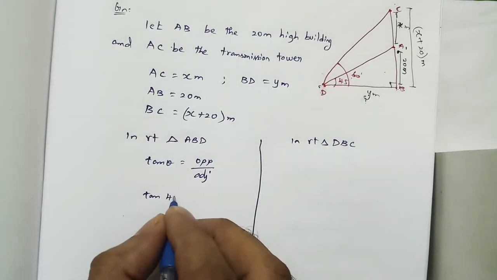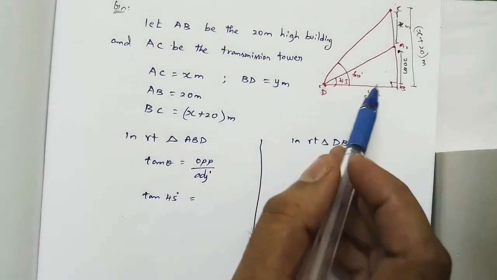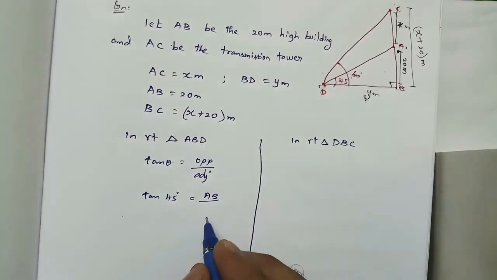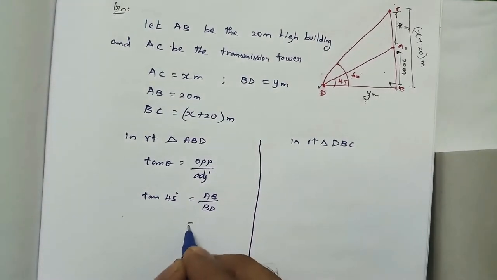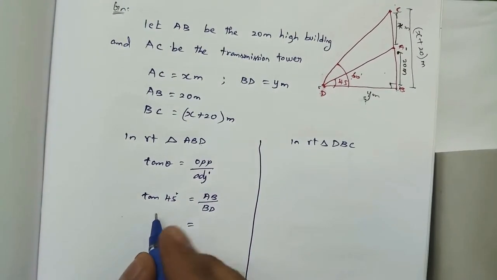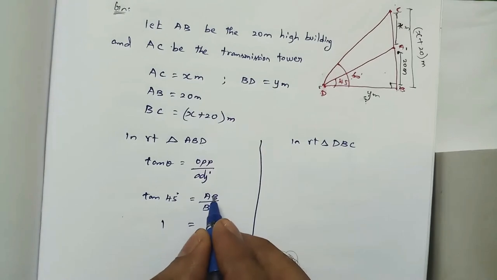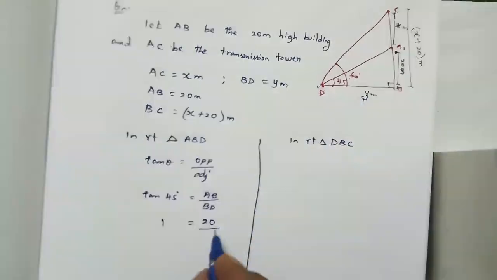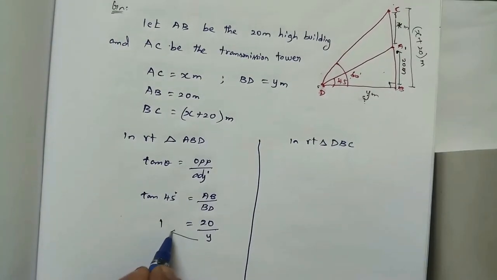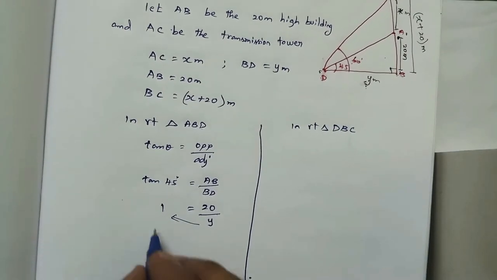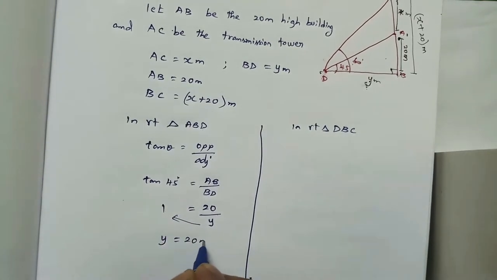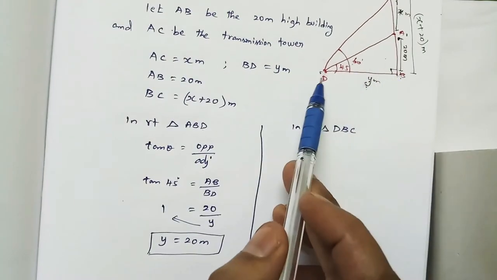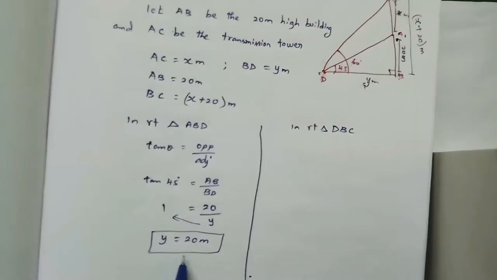So tan 45 degree is equal to opposite side AB divided by BD. What is the value of tan 45 degree? It is equal to 1. So 1 is equal to AB divided by BD. AB is 20 meter, BD is Y, so 1 is equal to 20 divided by Y. Taking Y to the LHS, Y into 1 is equal to 20. So Y is equal to 20 meter. Therefore, the distance between the foot of the building and the point on the ground, BD, is equal to 20 meter.